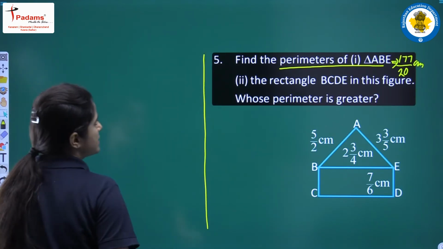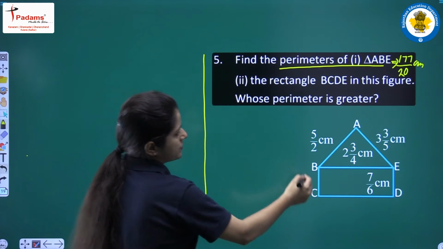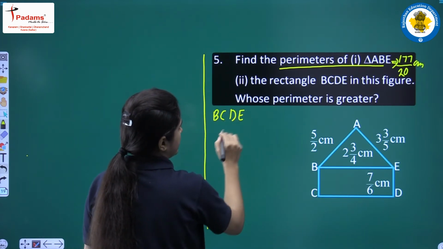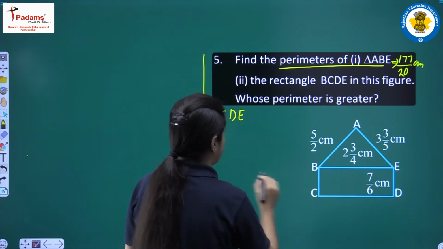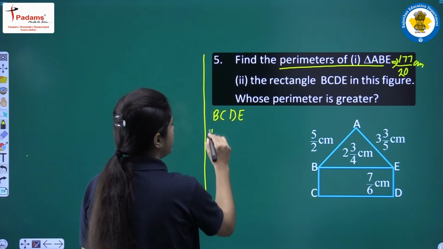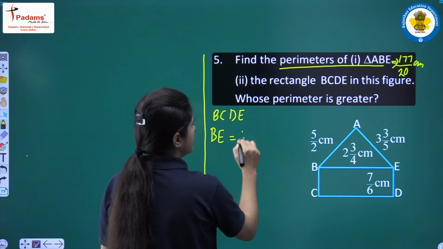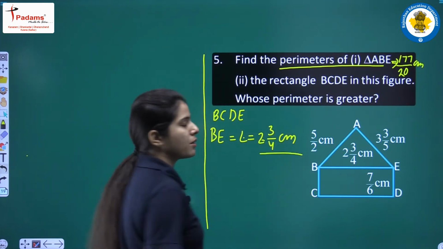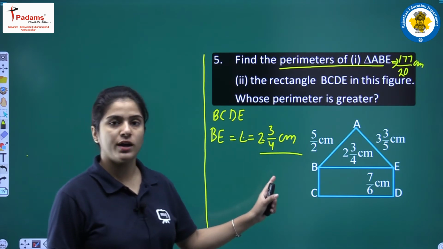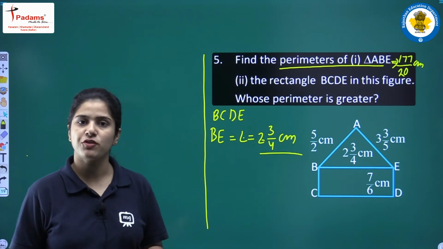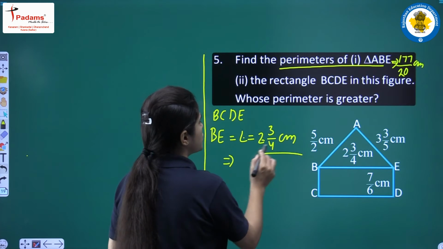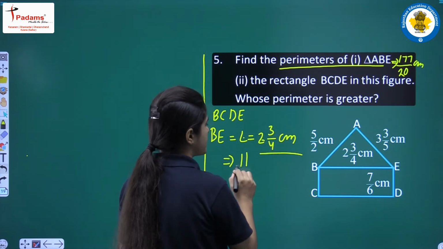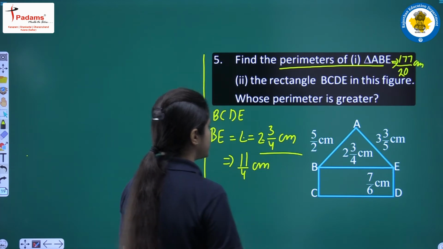So for this, students, the perimeter of this, that means BCDE. Firstly, we are given the length and breadth. Length is equal to BE, which is equal to 2 3/4 centimeters. This is a mixed fraction. We have to convert this mixed fraction into an improper fraction. So 2 into 4 is equal to 8. 8 plus 3 is equal to 11 upon 4 centimeters, right?